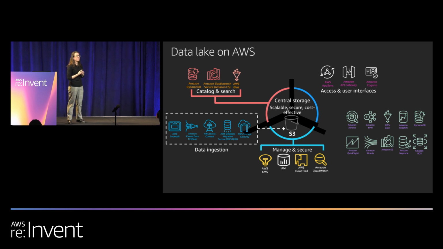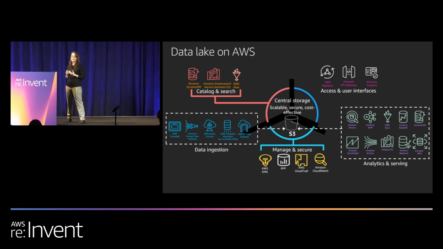And then we provide ways for you to access it, such as API Gateway and AppSync. And then, of course, managing and securing that data, the most important thing that you want to think about as well, with KMS, IAM, and CloudTrail and CloudWatch. And then we provide a myriad of ways for you to do analytics and then serving of this data to your business users so that they can get faster insights into your data lake.